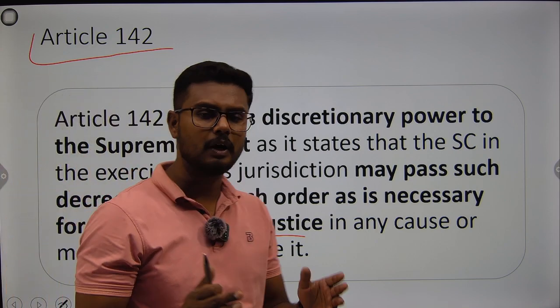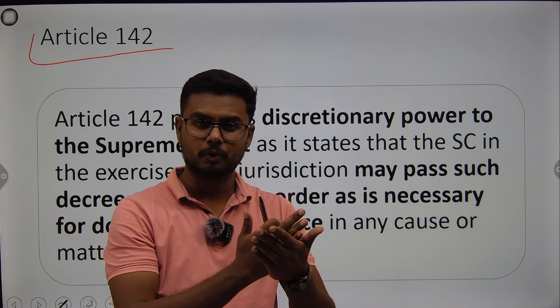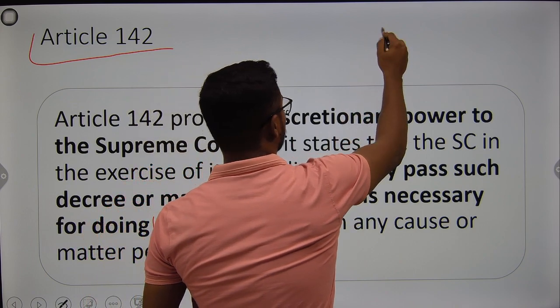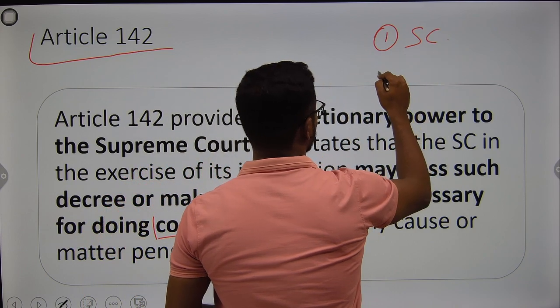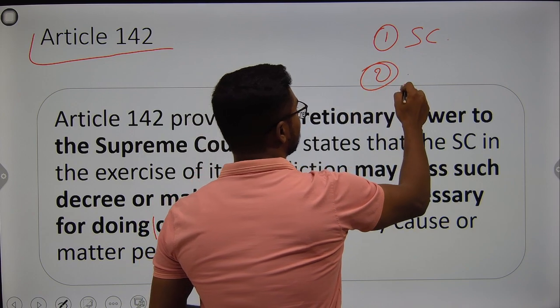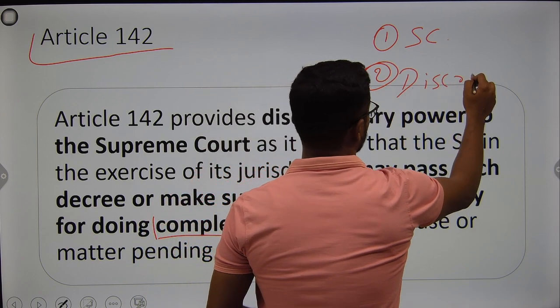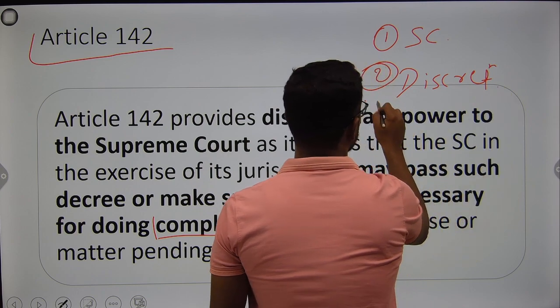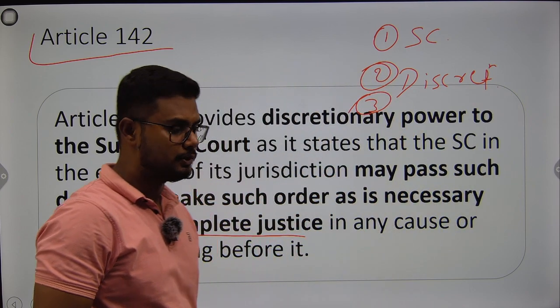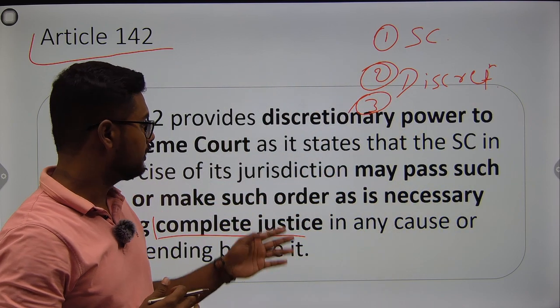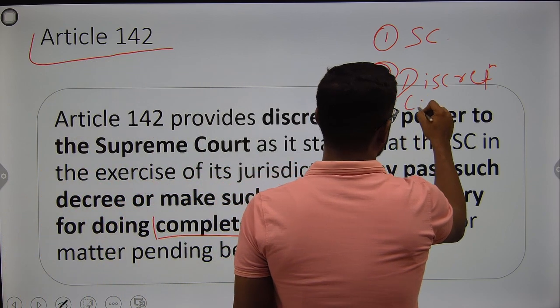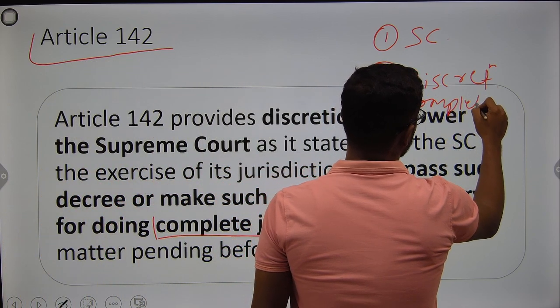So, Article 142, first point, is related to the Supreme Court of India. Please note it down. Second, it talks about the discretionary power of whom? Of the Supreme Court. Third, what is it aimed at? It is aimed at providing complete justice.